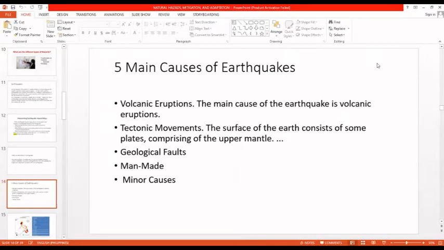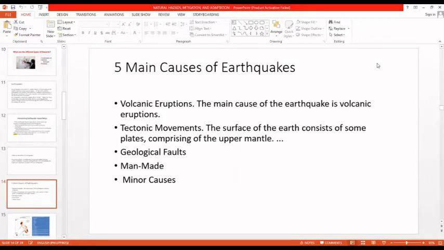Next we have the man-made. Iisipin yung man-made, pero po ba? Yes, basically meron. An example of a man-made cause ng earthquake is the nuclear bombing. Nuclear bombing can send specific types of shockwaves throughout the surface of the Earth, which can disturb the natural alignment of tectonic plates. Lastly, we have the minor causes.